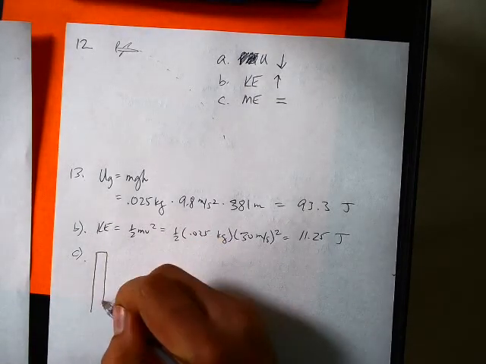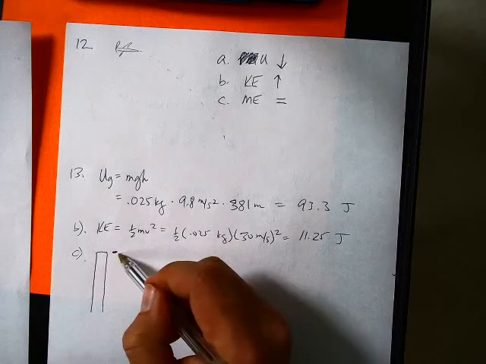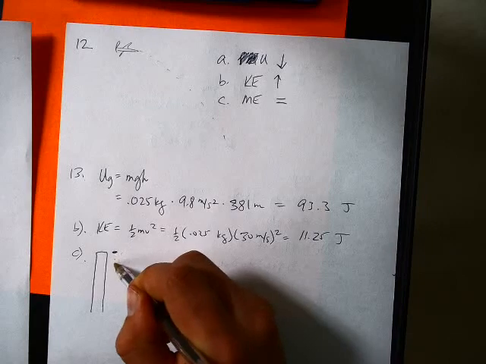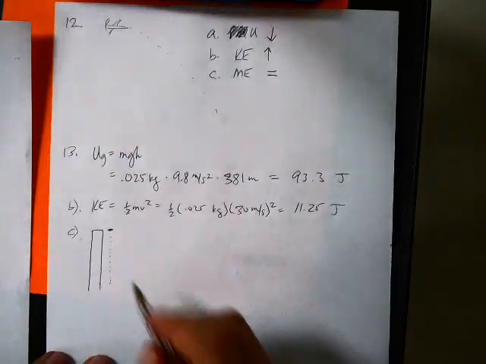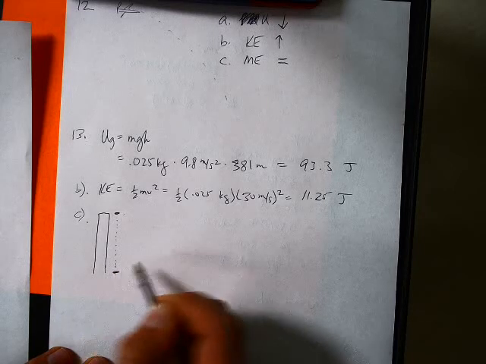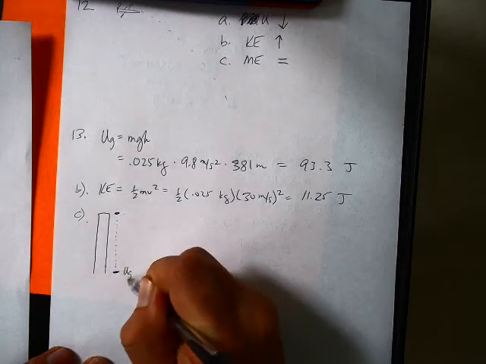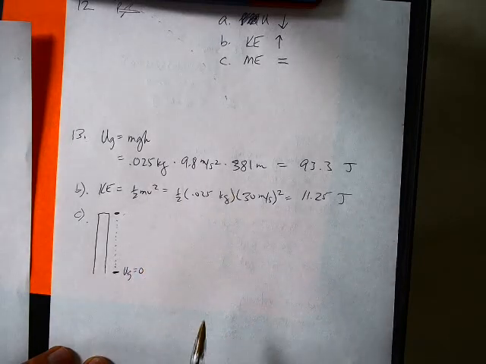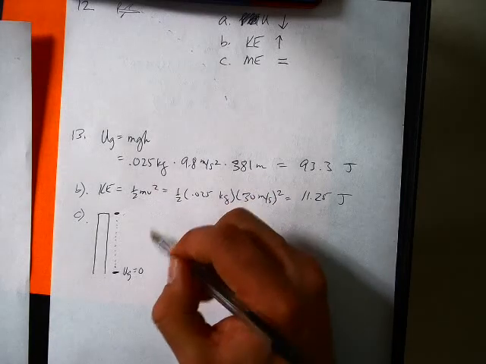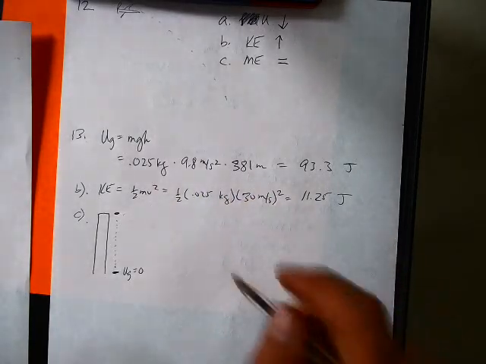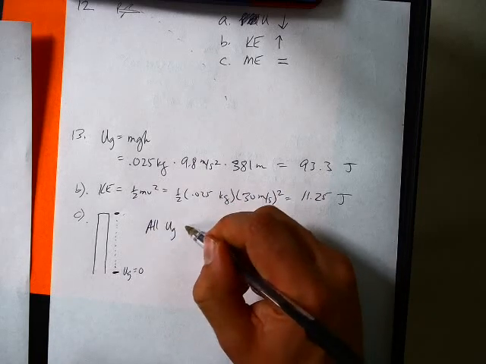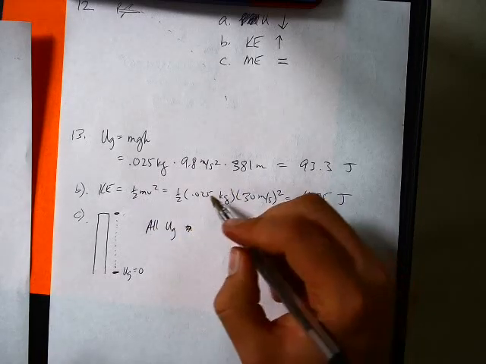If we were to draw it, up here the penny has lots and lots of potential energy, but no kinetic yet because it's not moving. And as it falls, it goes faster and faster and faster, so that down here, right before it hits the ground, there's no potential energy left, because all of that potential has been converted to kinetic. So part C, all potential energy is converted to kinetic whenever it hits the ground.